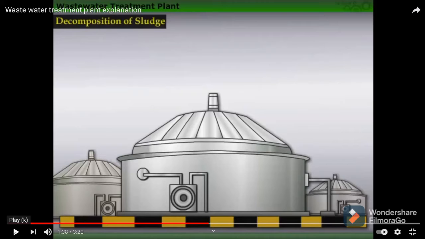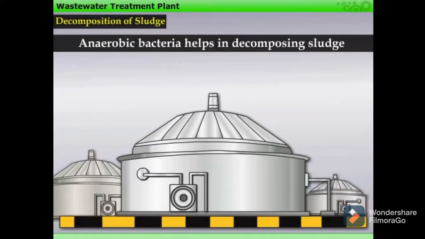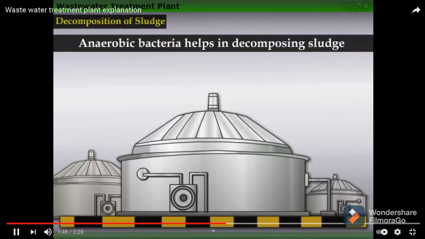Next, now the sludge is removed. Here the term anaerobic bacteria is used to decompose the sludge. What do you mean by anaerobic bacteria? Bacteria that do not require oxygen for their growth. These bacteria convert the sludge into useful manure that we can use in our fields. Clear?